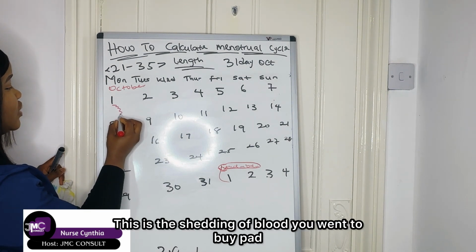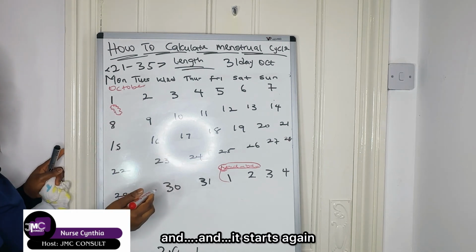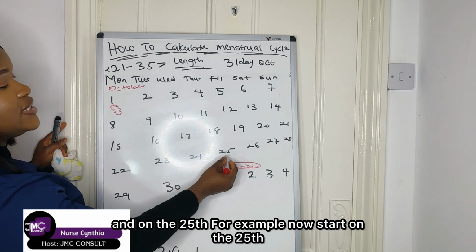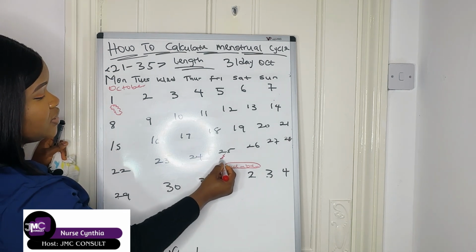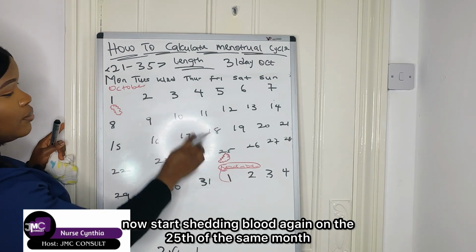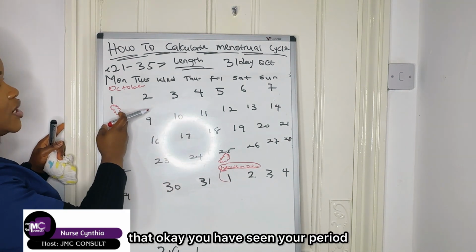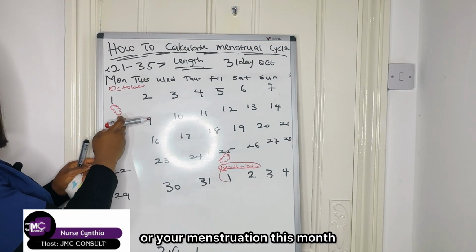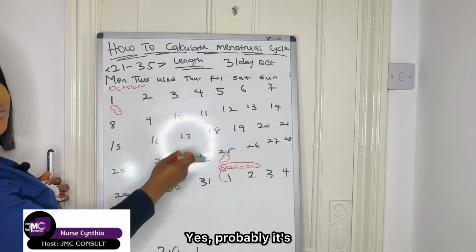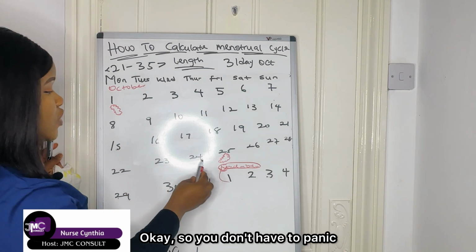This is the shedding of blood. You went to buy pads and all of that. And it starts again on the 25th. For example, you started shedding blood again on the 25th of the same month. It is a short cycle, so it's expected that you have seen your menstruation this month and then it started again the same month. Yes, probably it's because it's a short cycle. That's why it's reoccurring that same month. So you don't have to panic.